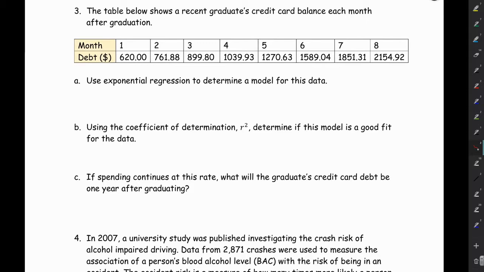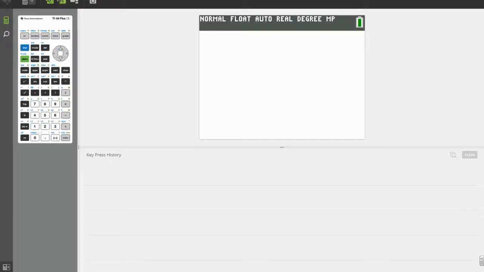The table below shows a recent graduate's credit card balance each month after graduation. Use exponential regression to determine a model for this data. All right, so as a reminder, we've done regression in the past, but we're going to open our calculator, and you're going to be using your calculator for the rest of this lesson, so please make sure you have it handy. You need to practice entering all these steps.